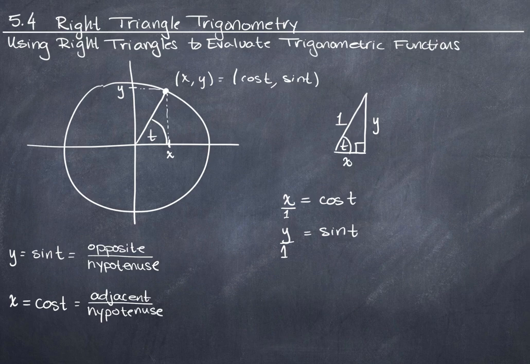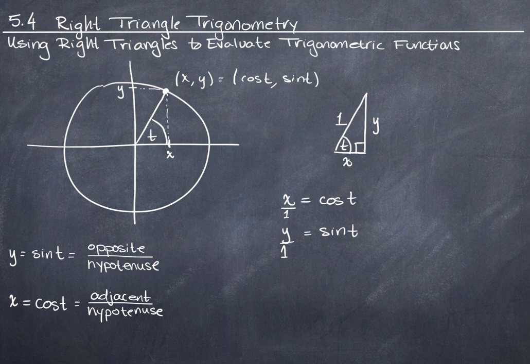And when I say I want the adjacent over the hypotenuse, what I mean is the length of the side adjacent to this angle over the length of the hypotenuse. In the case of sine, I want the length of the side opposite over the length of the hypotenuse. So I'm going to get ratios of two numbers. If they're both in inches, then the inch labels will cancel each other out.